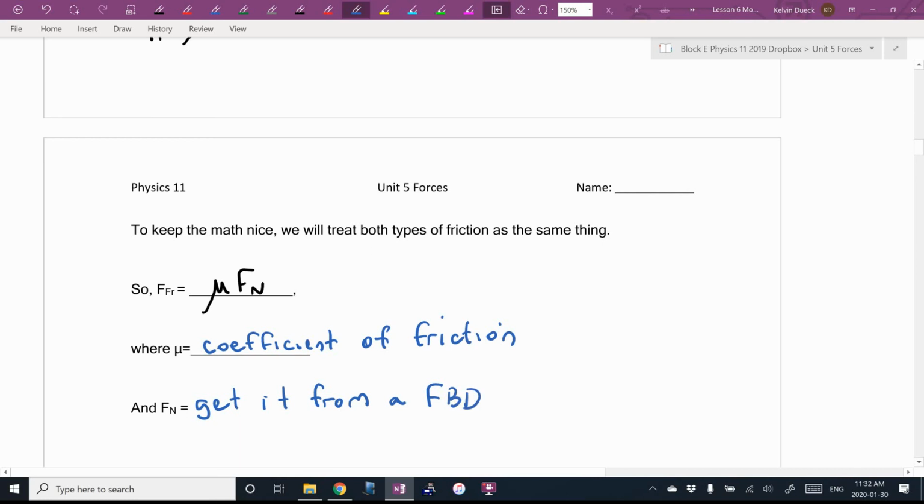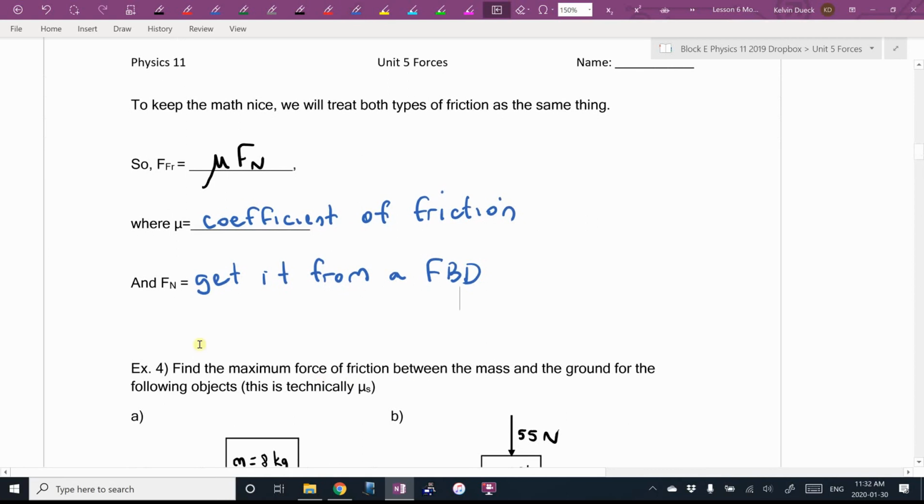Don't ever let yourself think, oh, friction equals mu mg, because I'm telling you, next lesson, I'm changing the normal force. It's not going to be mg. We'll have to figure it out, but we always can from the free body diagram. That's why I didn't give you an equation for a normal force on your sheet. So we're going to pause here.